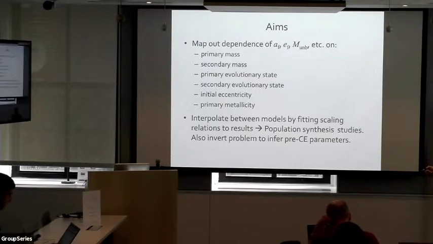Ideally, we would want to map out the dependence of these parameters on these independent parameters: the primary mass, secondary mass, the evolutionary states of the two stars, initial eccentricity, and metallicity, and then interpolate between the models to fit scaling relations to the results, and this can be very useful for population studies. And then, of course, we could also invert the problem to try to infer pre-common envelope parameters from observations.